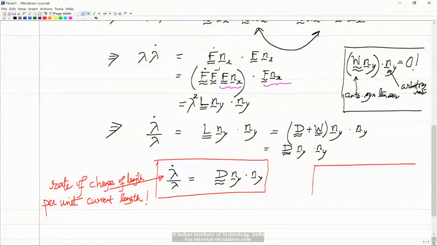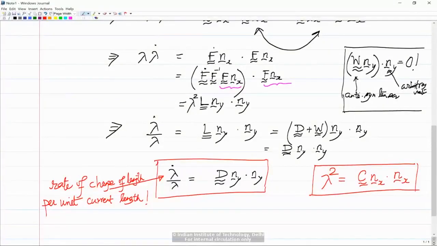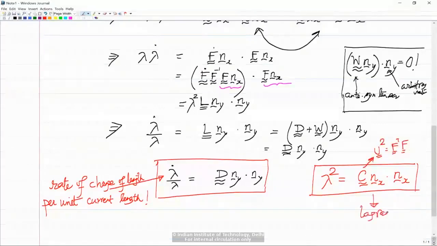Contrast this with the formula that we had derived earlier, that is lambda square is equal to c times nx dot with nx, where c is the right Cauchy Green tensor, which is either u square, or f transpose f. But you see, this formula is Lagrangian in nature, whereas this is Eulerian. But the form is similar. The role of C is replaced by D.